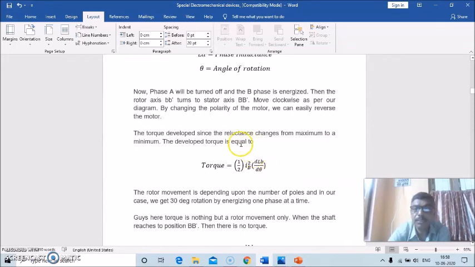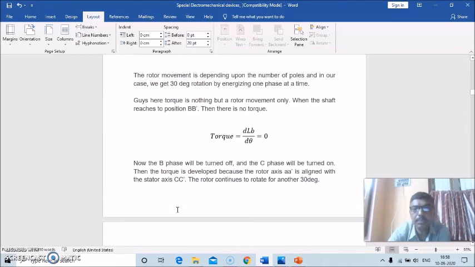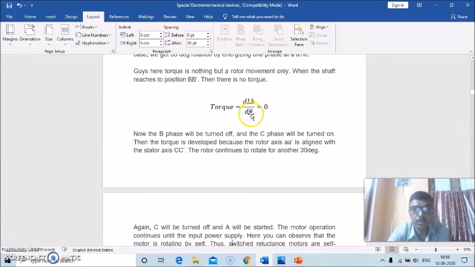The torque is developed since the reluctance changes from maximum to minimum. The developed torque is equal to half I_B squared dL_B/dθ, and the rotor movement depends upon the number of poles. In our case we get a 30-degree rotation by energizing one phase at a time. So here torque is nothing but rotor movement only, and when the rotor reaches position B, there is no torque, that is dL_B/dθ equals 0.